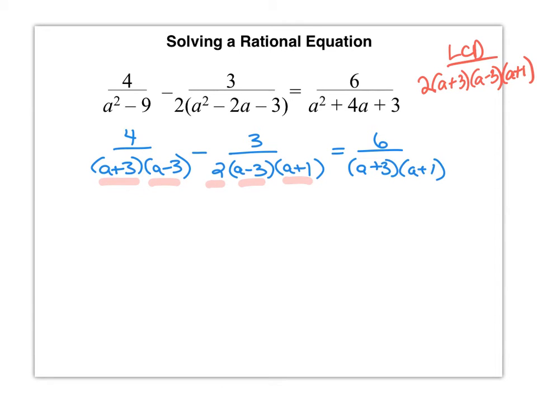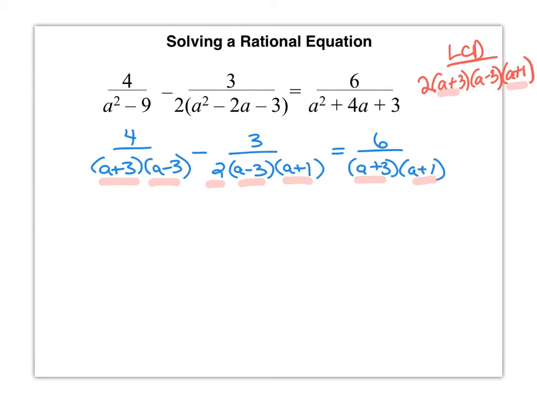And for the last fraction on the right side, we have a plus 3, which is already part of our LCD, and a plus 1, which is already part of our LCD. We're going to multiply all of these fractions by the LCD, and in the next step that will eliminate any fractions altogether.